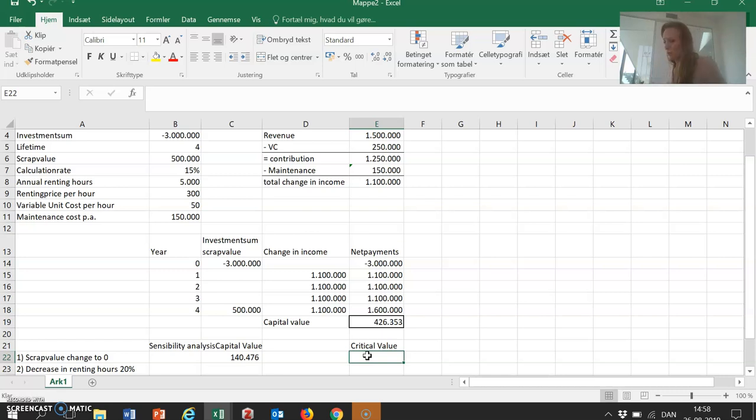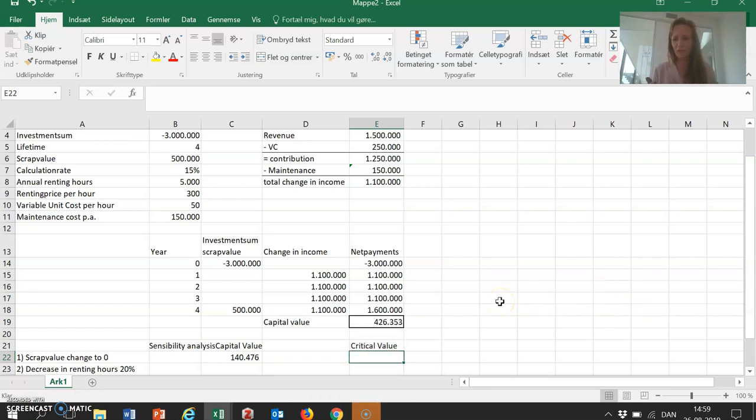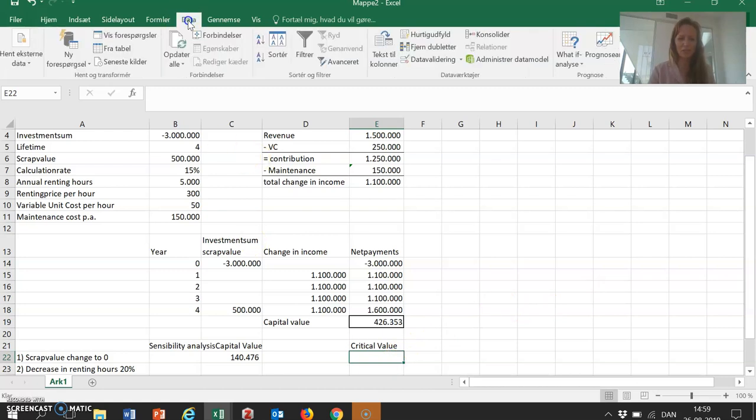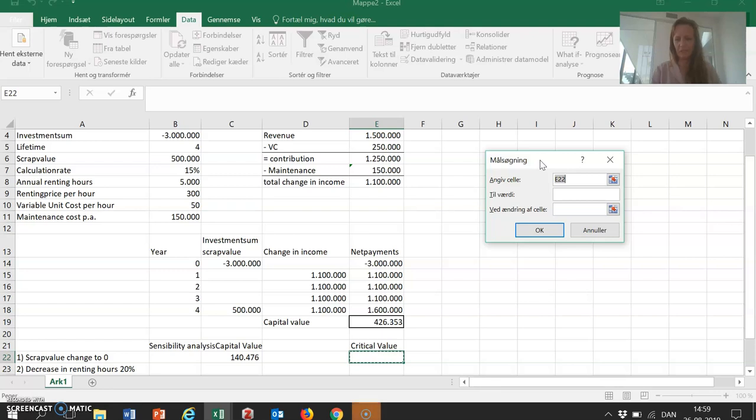Now, it would be funny to look at what we are looking at if we reach the critical value of the scrap value. So here we have in Excel a very interesting tool that is called the what if analysis. So what you do is you go up here to data, go into the what if analysis and press that button. Here you want to go for the middle one called goal seek, and you should get this picture, right?